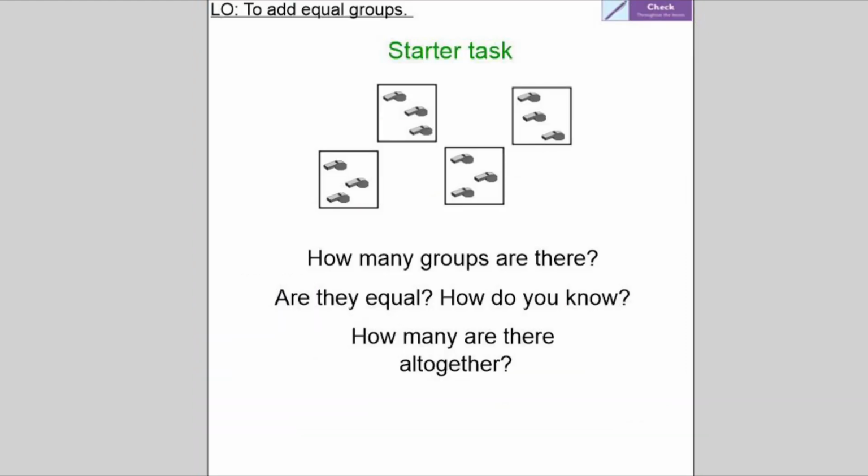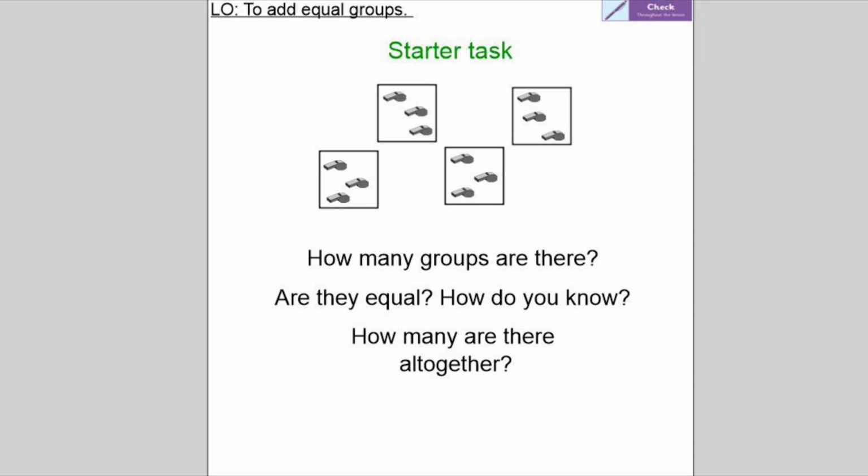Let's look at our starter task. So we've got some whistles. Remember, that's for Tom's adventure to the North Pole. How many groups are there? Are they equal? And how do you know? And how many are there altogether? Pause the video now and think about these questions.